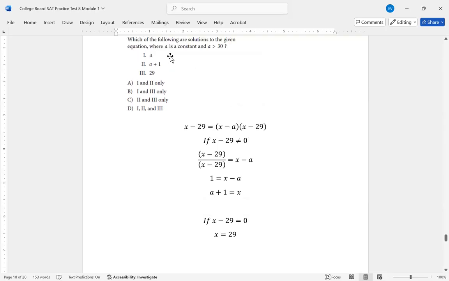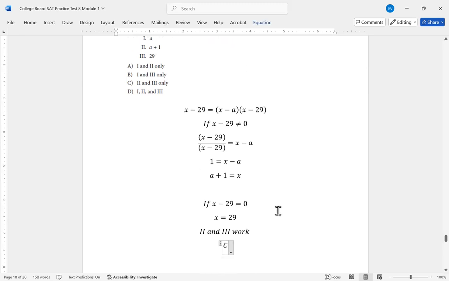So that means options 2 and 3 are the ones that work. So options 2 and 3 work. And that is answer C. So answer C is the correct answer to this question 24.